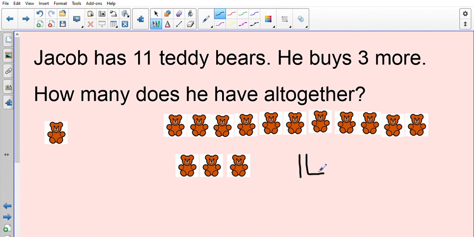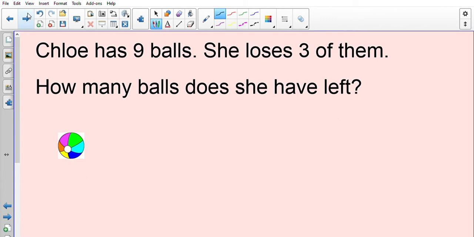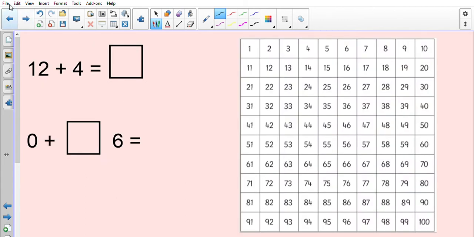If you're really good at counting, you could start on 11 and then just count on 3 more. So you could have gone 11, 12, 13, 14. So 11 add 3 equals 14 teddy bears. Let's have a look at this number problem.